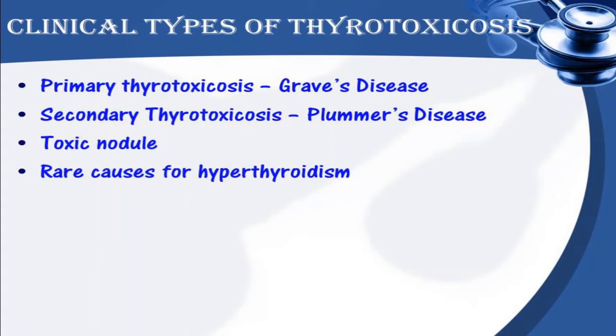Primary thyrotoxicosis is called Graves' disease. Secondary thyrotoxicosis is called Plummer's disease. And then you have the toxic nodules and rare causes for hyperthyroidism.